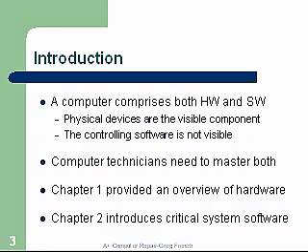Introduction. A computer comprises both hardware and software. The hardware is physical. That's what we can see and touch. The software, though, is the controlling instructions. We can't see it. It's in the form of instructions that reside on the hard drive. Computer technicians, we need to master both. Again, the software is something we really are going to focus on. Chapter 1 provided an overview of the hardware. Chapter 2 introduces the critical system software.